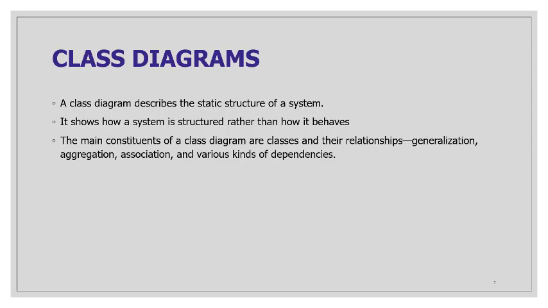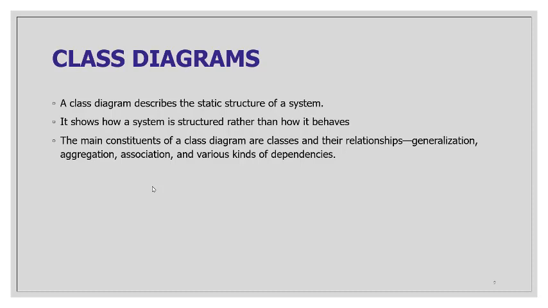It shows how a system is structured, rather than how it behaves. It does not show how it behaves. The behavior of the class is not shown here, only the structure. That means how many data members, how many functions or methods are associated with this class is shown through this class diagram. The static structure of the system comprises a number of class diagrams and their dependencies are also shown here. The dependency between different classes is also shown here.